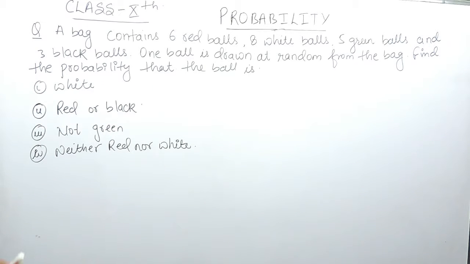Balls. So the question says a bag contains 6 red balls, 8 white balls, 5 green balls and 3 black balls. One ball is drawn at random from the bag. You have to find the probability that the ball is, in the first case, a white ball, red or black, not green and neither red nor white.